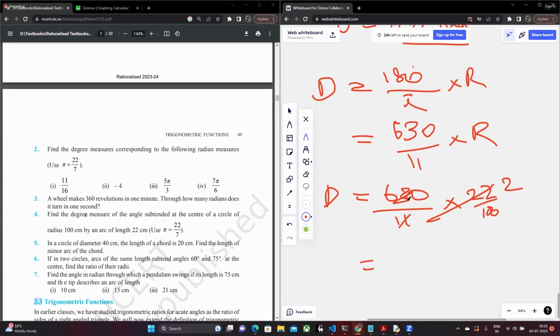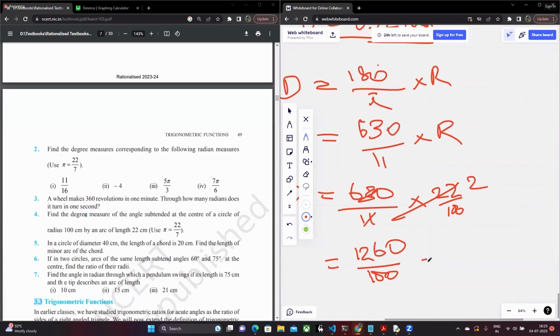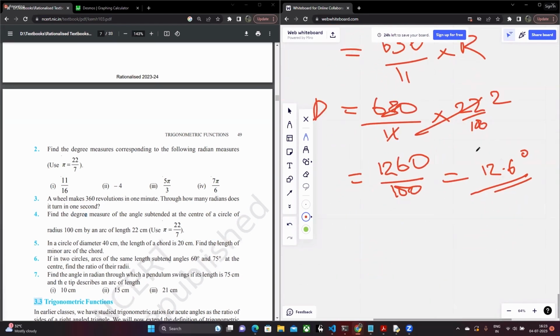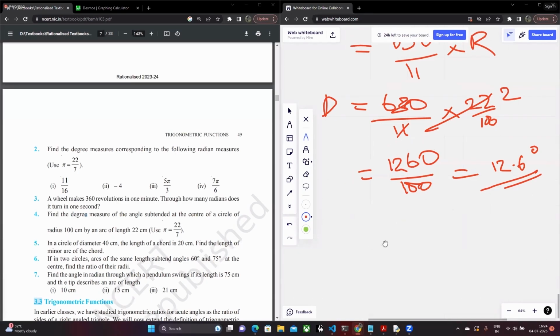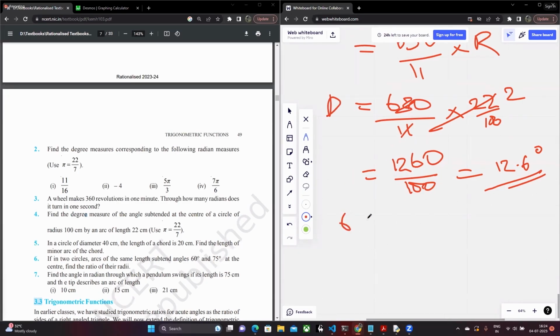So I basically have 630 times 2, that is going to be 1260 divided by 100, that is going to be 12.6 degrees. Then again, remember that I told you never to leave degrees in decimals. So this 0.6 is going to be 6 by 10 into 60, that is going to be 36 minutes.